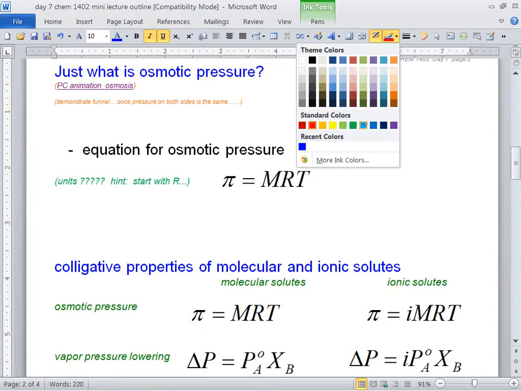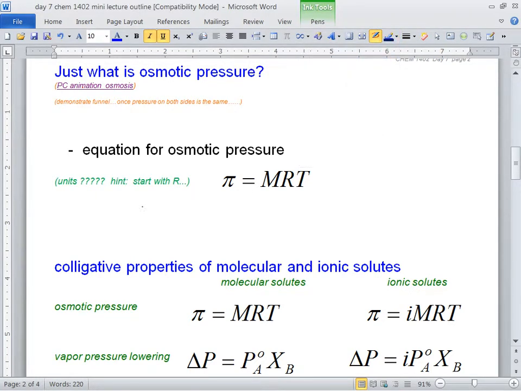But you know what? Let's do the hint, though. Start with R. Okay. Kendall, you remember, what was big R? What was it called? I don't know what it's called, but I know the number. What's the number? It's 0.0821.